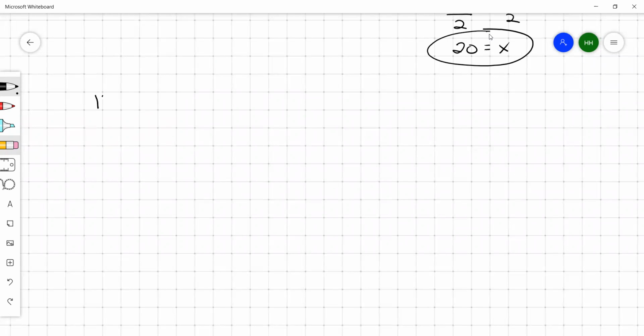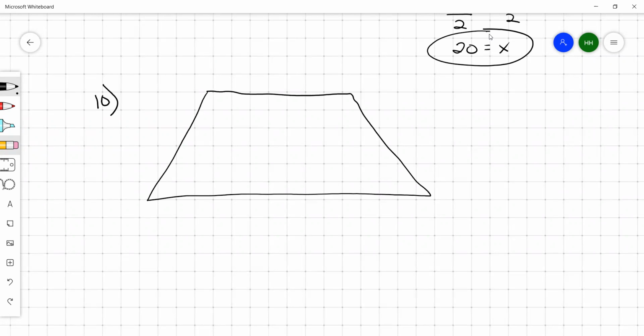In problem number 10, find the values of a and b. Diagram's not to scale. You've got a trapezoid. The top is parallel to the bottom. Angle A, we got 45 degrees, 127, and B.